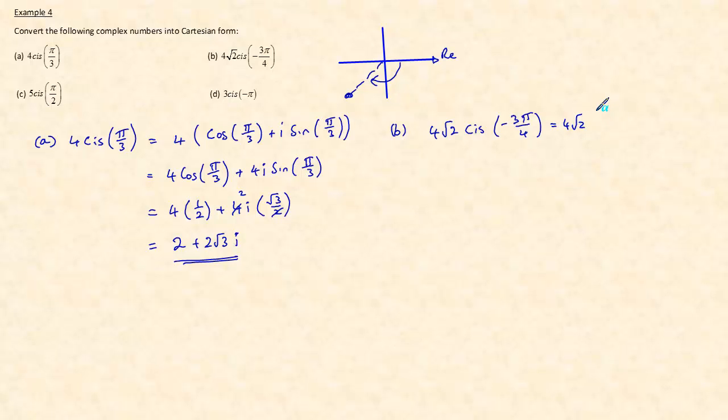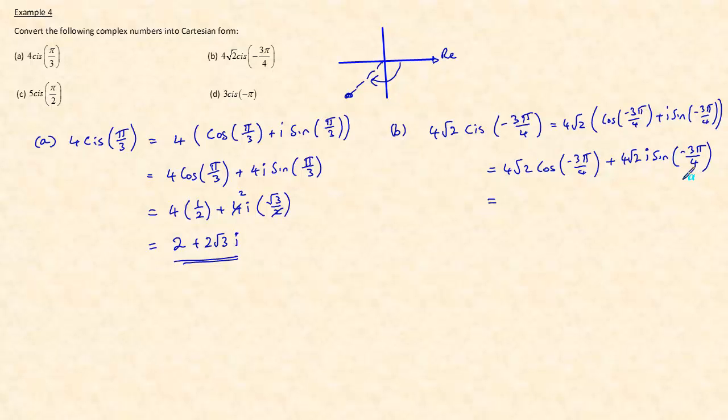So that's 4 root 2 cos negative 3 pi by 4 plus i sine negative 3 pi by 4. So that's 4 root 2 cos negative 3 pi by 4 plus 4 root 2 i sine negative 3 pi by 4.